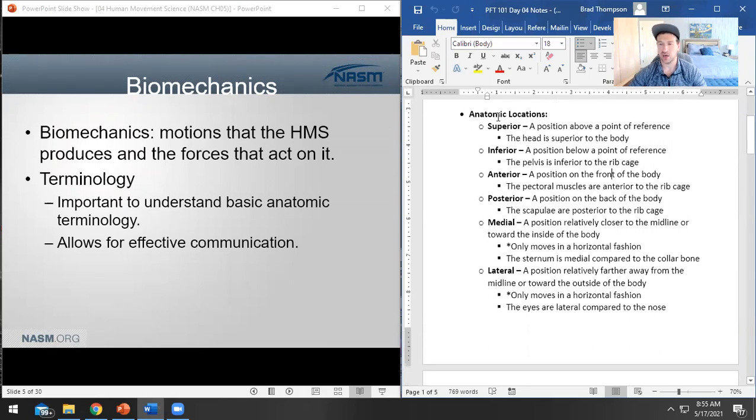Anatomic locations are specific places on the body. This again allows us to have effective communication. Like when I say we've got our medial hamstring muscle versus our lateral hamstring muscle, we need to understand what those two terms mean and how they are different from one another, right? When I say that we've got a superior portion of something versus an inferior portion of something, we need to be able to understand that. And we speak this very, very clear language.